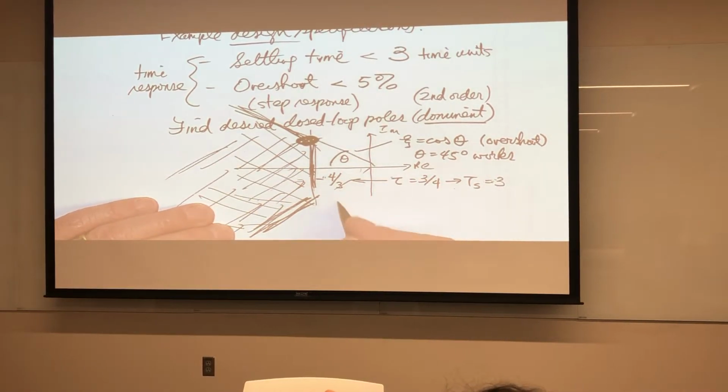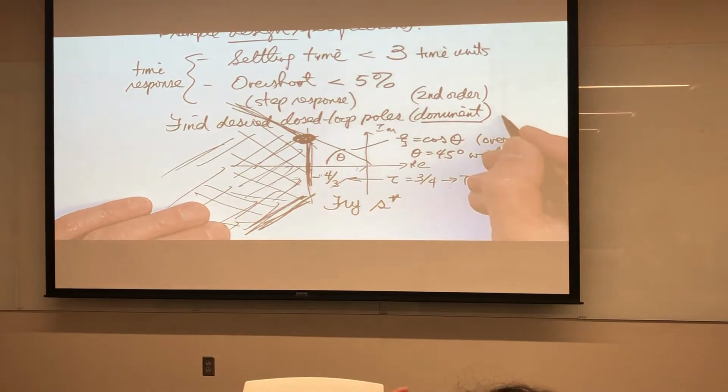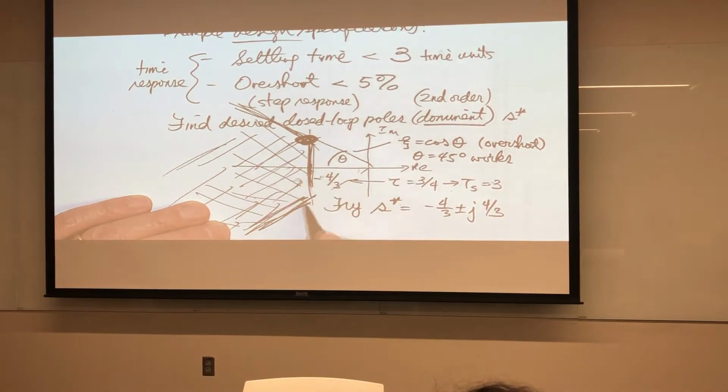Okay. So we'll try to do a design. We'll try a desired closed loop pole, find the desired closed loop poles, the dominant poles. We're going to call them S star. We're going to try S star is equal to negative 4/3 plus and minus j 4/3. So there's going to be a point there, and there's going to be a point here.